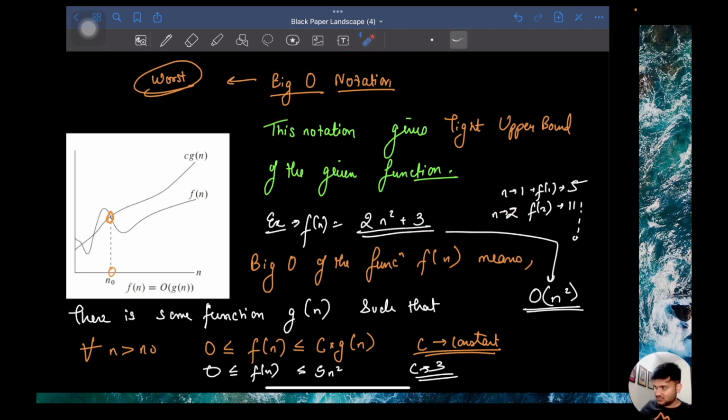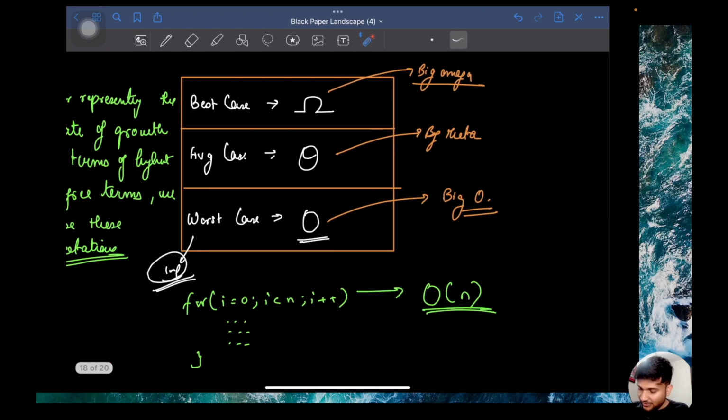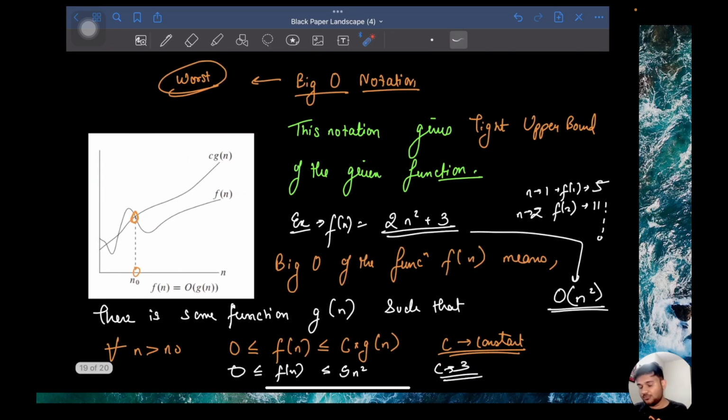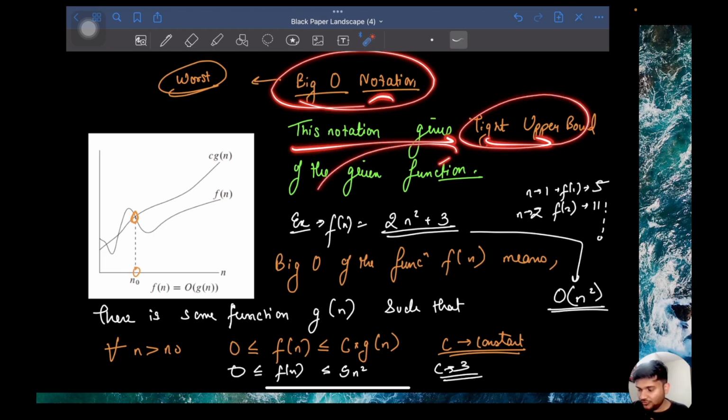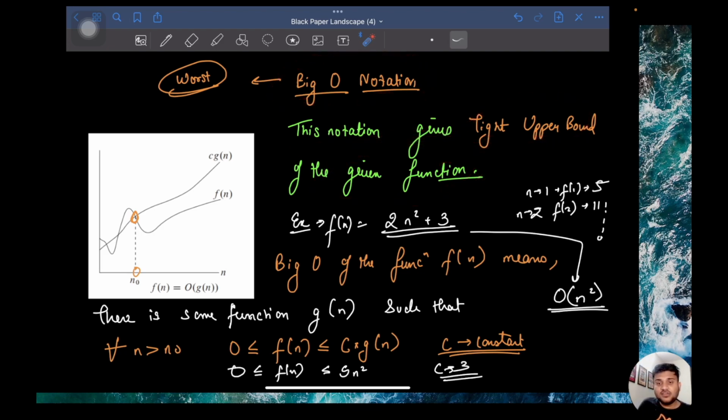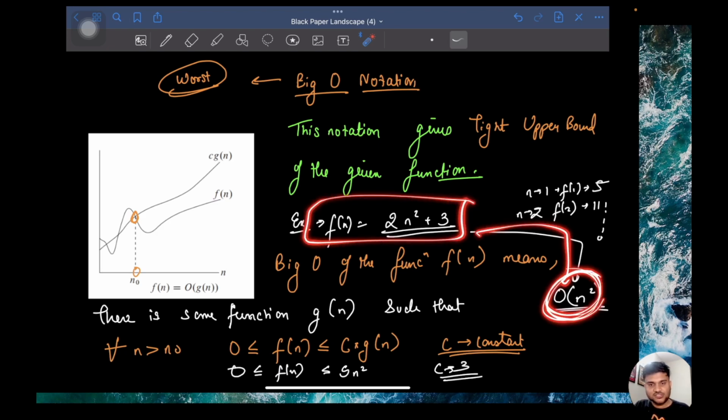So let me summarize again. Every different case has a notation. We talk about worst case because that's the most important. What big O is, is that this notation will tell you the tight upper bound of a given function. And what functions are we talking about? Rate of growth functions. So if the function is something like this, its big O notation is going to be order of n square.